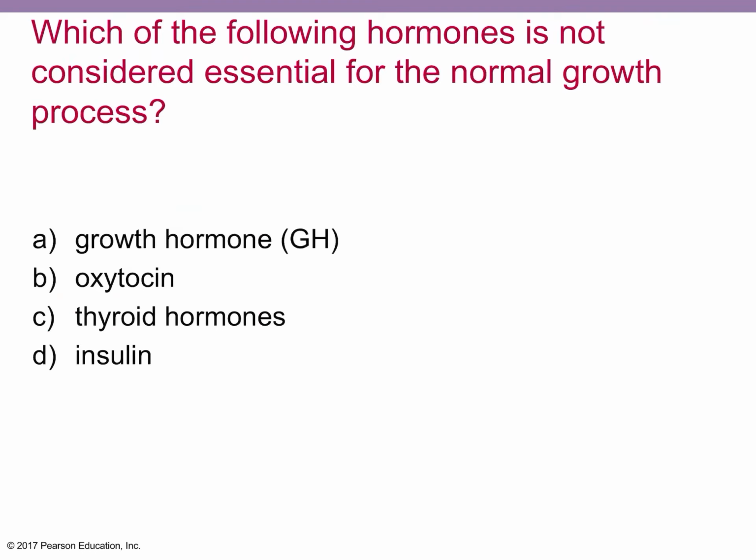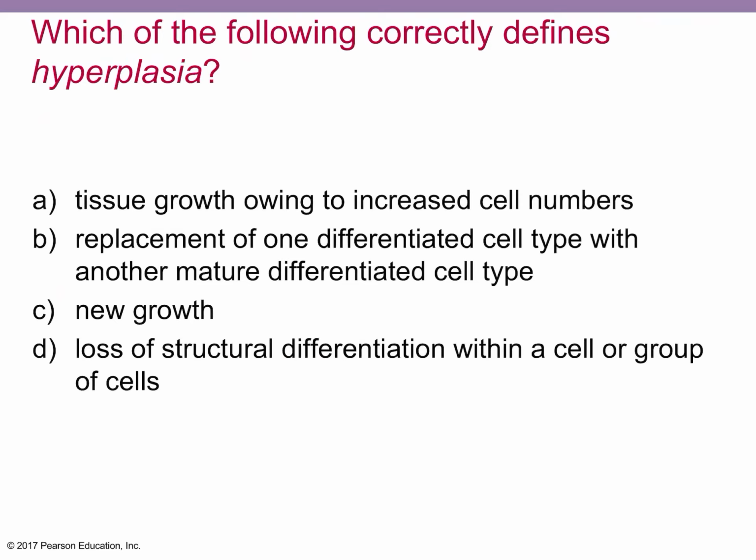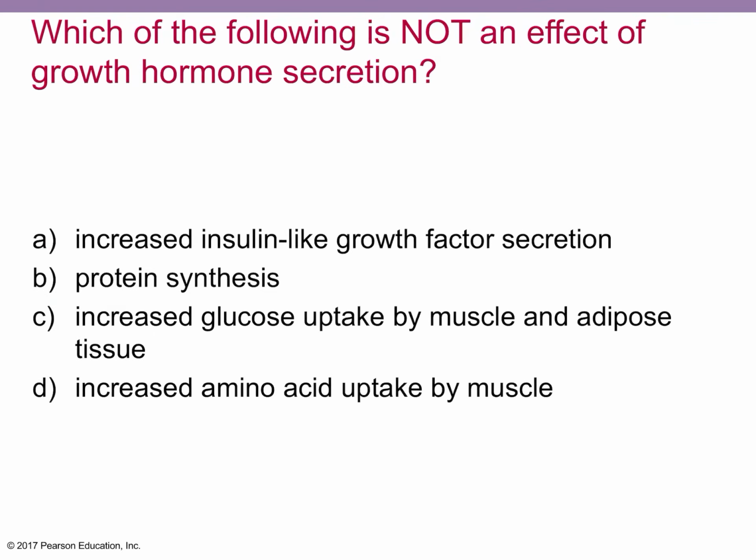Which of the following hormones is not considered essential for the normal growth process? Look at your choices. The answer is oxytocin. Which of the following correctly defines hyperplasia? The answer is tissue growth owing to increased number of cells. Okay, so hyperplasia is number of cells.